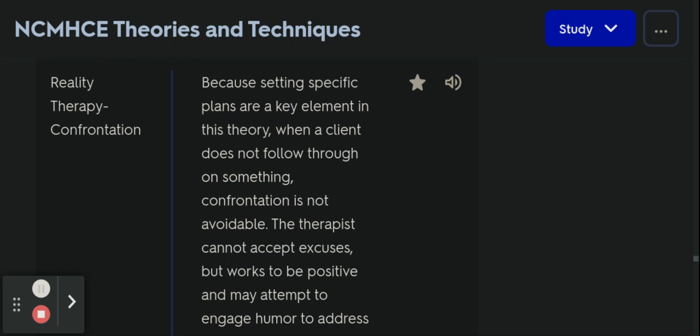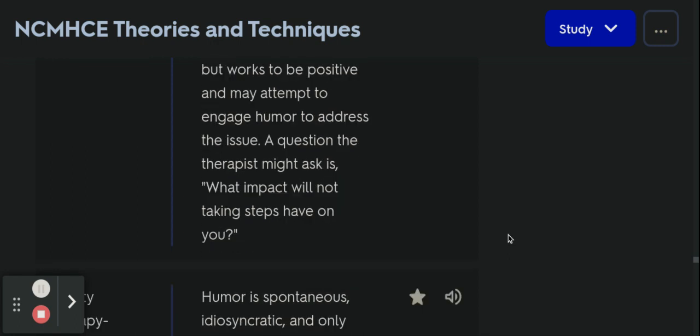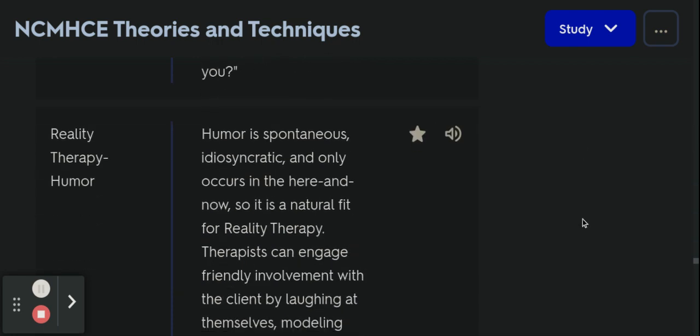Reality therapy: confrontation. Because setting specific plans is a key element in this theory, when a client does not follow through on something, confrontation is not avoidable. The therapist cannot accept excuses, but works to be positive and may attempt to engage humor to address the issue. A question the therapist might ask is, what impact will not taking that time have on you?